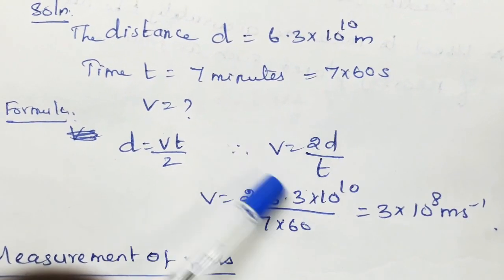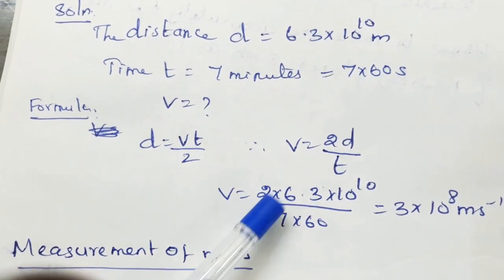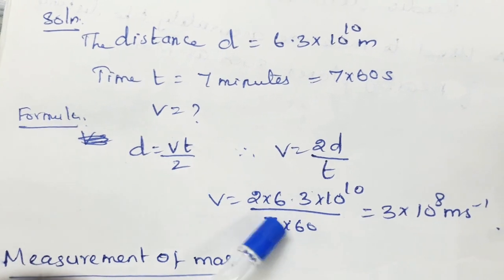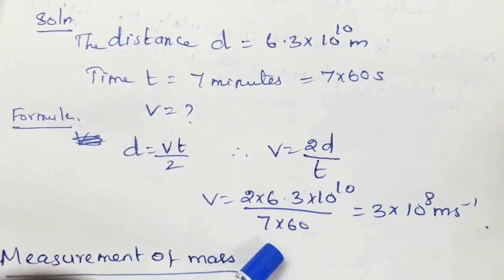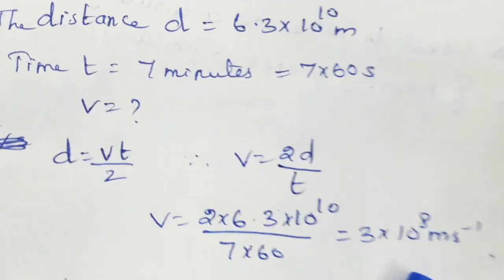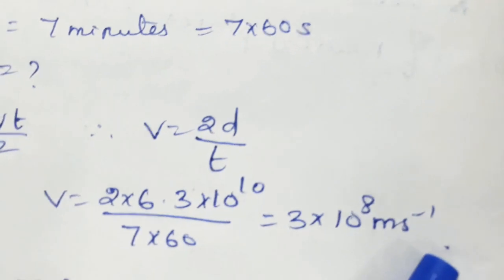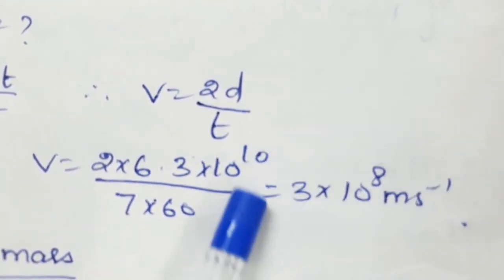V is equal to 2d by t. Substitute the values. V is equal to 2 into d value, 6.3 into 10 power 10, divided by time, 7 into 60. After calculating this value, we will get 3 into 10 power 8 meter per second. This is the velocity of light.